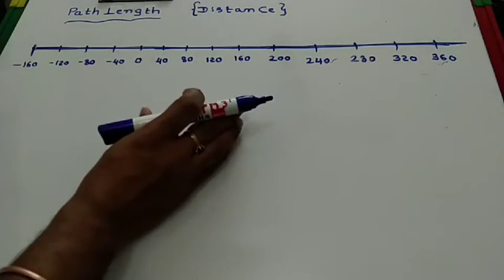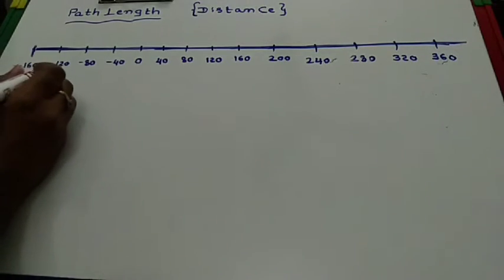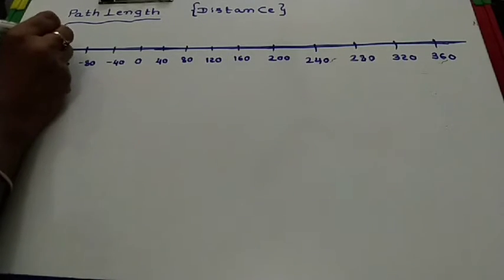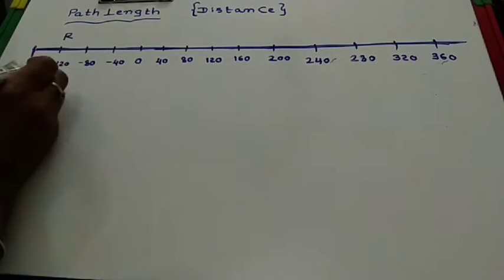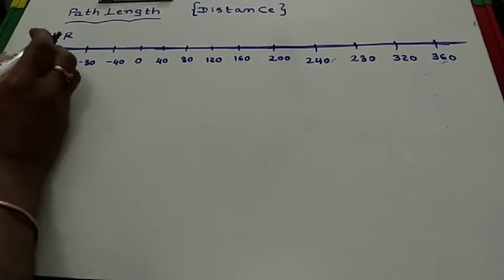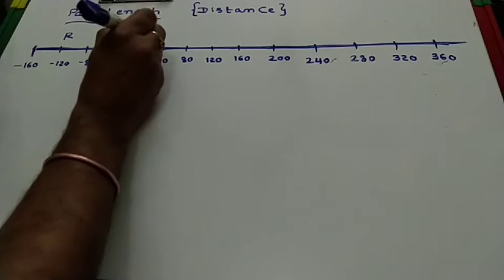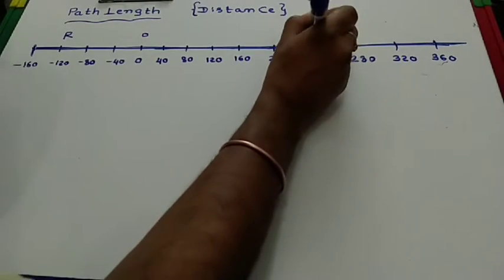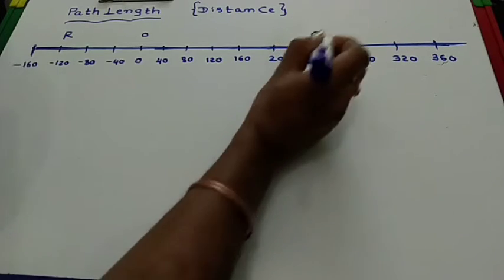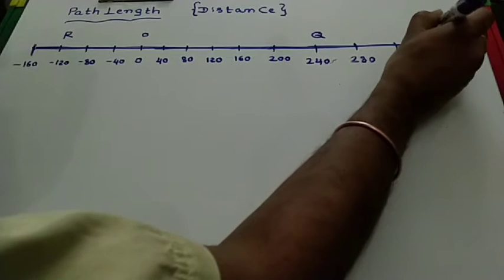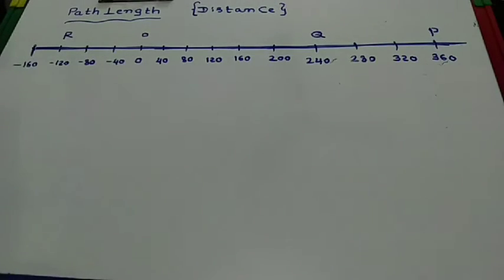Now these are the intervals. Here consider minus 120 as point R. Minus 120 is a number. Consider 0 as O, and consider 240 as Q, the alphabet Q. Consider 360 as P.